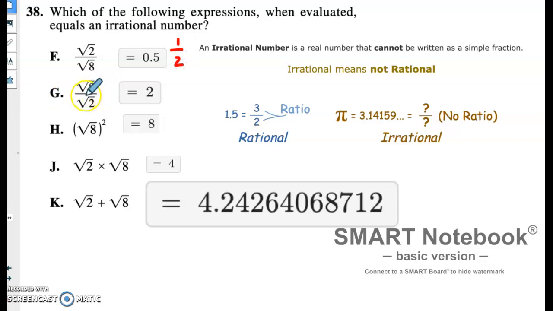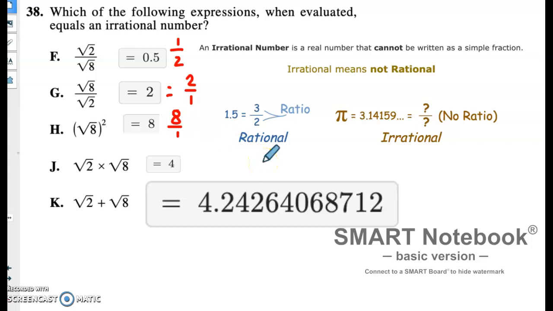Here, the square root of 8 over the square root of 2, that is equal to 2, which again, we can easily write as a fraction, as a ratio. That's 2 over 1. H, the square root of 8 squared, is equal to 8, which again, that's easy to write as a fraction. That's 8 over 1.